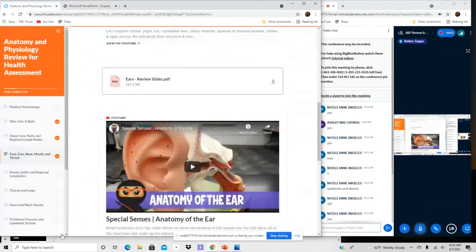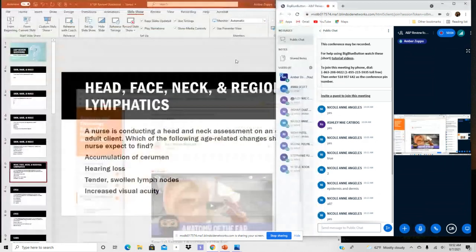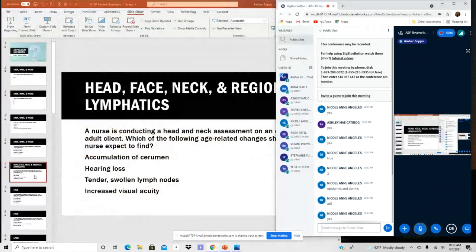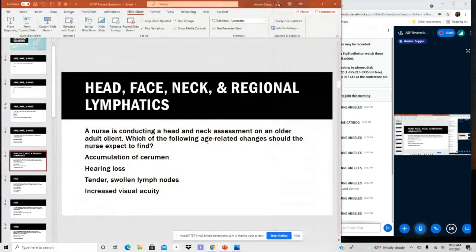Okay, so let's go over the questions for this chapter. A nurse is conducting a head and neck assessment on an older adult client. Which of the following age-related changes should the nurse expect to find? Remember, we just talked about the age-related changes in older adult clients, which may be greater than 65 years old. So what things might we expect to find in the older adult client?